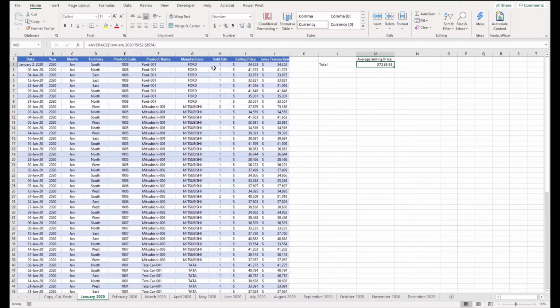In our data set here, cell M2 shows the average selling price of vehicles by a dealership for the month of January 2020. If I click on the cell M2, it shows me that the formula is equal to the average of cells I2 through I74. If I want to navigate down to cell I74, I could go find that cell manually by scrolling through the workbook. But what if the data set was huge? Let's say thousands of rows of data.